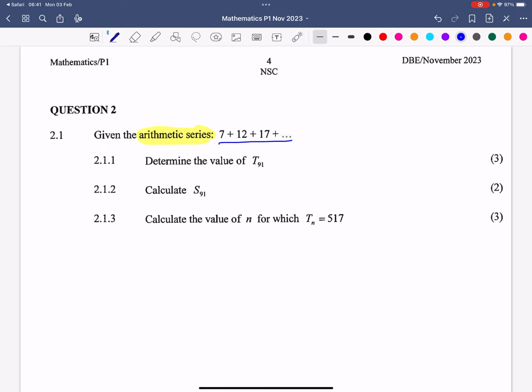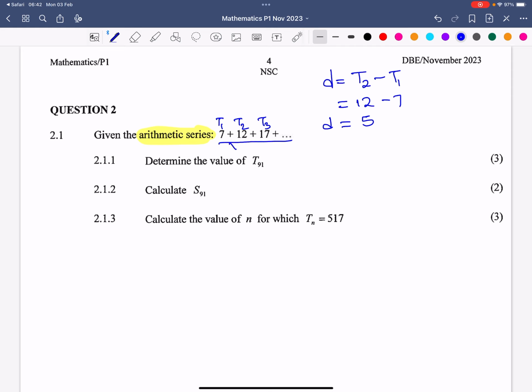So what is the first thing to verify that? We're going to say D is equal to T2 minus T1. And then what is our term 2? Our term 2 is 12. So essentially this is T1, T2, and T3 going forward like that. What is our T2? Our T2 is 12. What is our T1? Our T1 is 7. And then 12 minus 7 gives us 5, right? So that is our common difference.